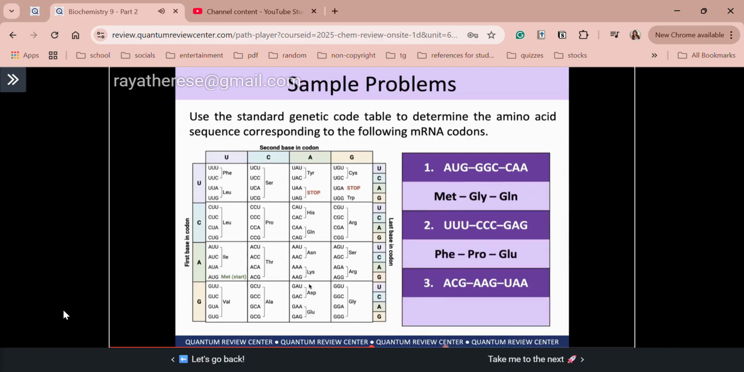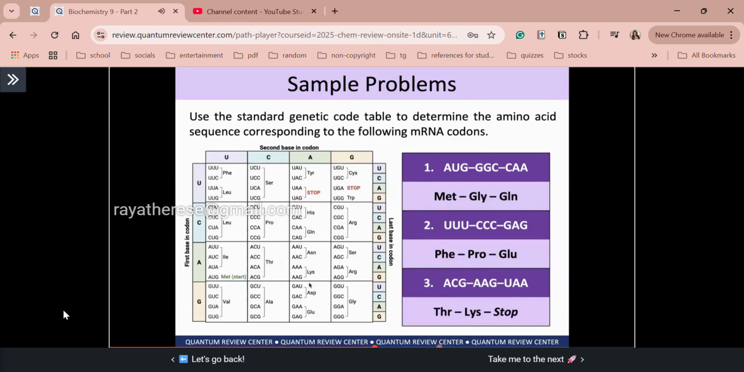Alright, so very easy, class. And lastly, number 3, ACG. So si ACG is specific for your threonine. Si AAG is for your lysine. And lastly, UAA is for our stop codon. Actually, your stop codon, we have 3, diba? So si UAG, UGA, UAA, diba? I actually sing it like that in order for me to memorize it easily. Again, si UAG, UGA, UAA. Ayan, for your stop codon.